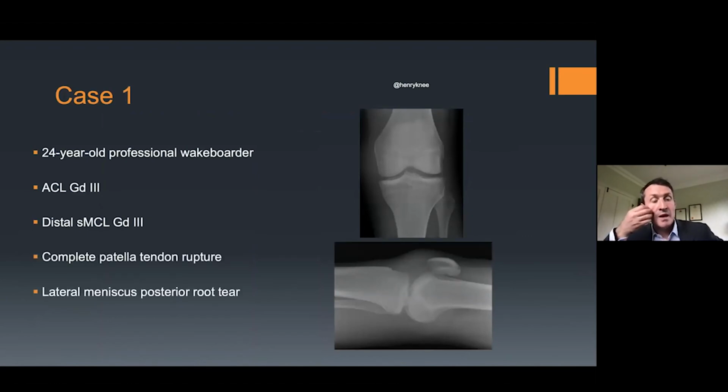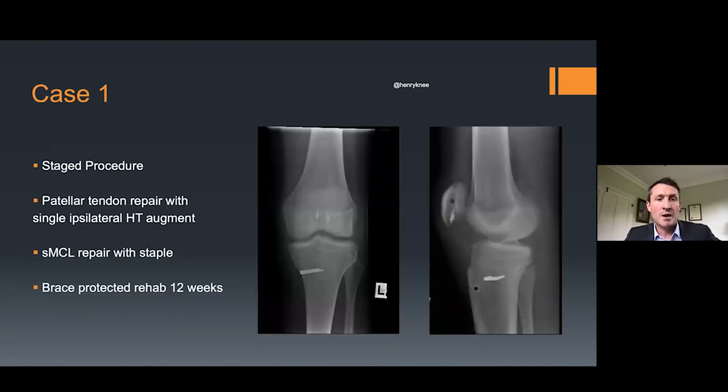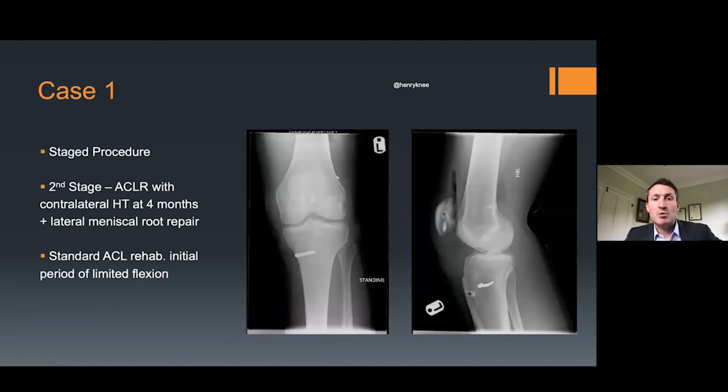And with multi-ligament injuries, we often decide to do all the surgery in one go or stage it. And with Ryan, I chose to stage it. So initially I repaired and reconstructed his patella tendon using a hamstring tendon autograft, as we discussed earlier, and then repaired his medial collateral ligament, braced him for 12 weeks, and then brought him back another day to do the second part, which was his anterior cruciate ligament reconstruction and the repair of his lateral meniscal root. So that was done at the second surgery.